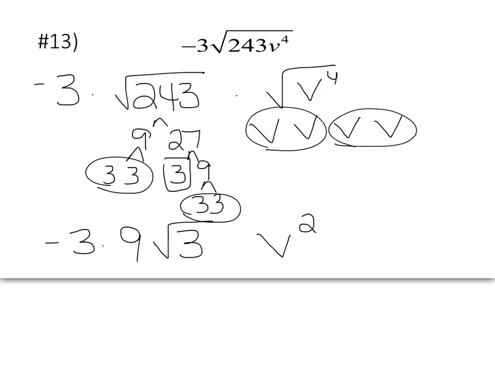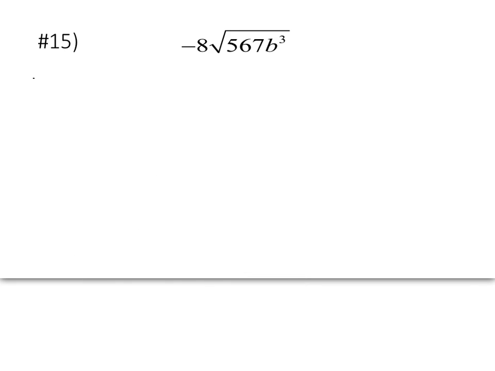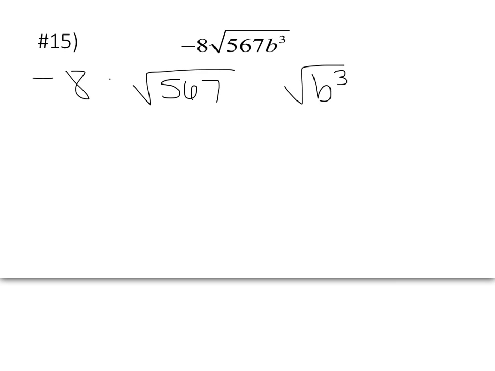So now let's multiply the outside. Negative 3 times 9 times v squared is negative 27v squared. And then all that's left inside is the square root of 3. Okay, so same thing here. Negative 8 times the square root of 567 times the square root of b cubed. So let's find our factors of 567. So I've got 7 and 81, and 81 is 9 and 9.